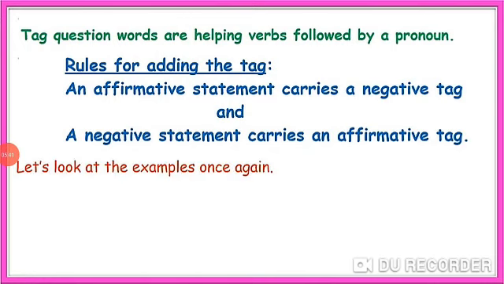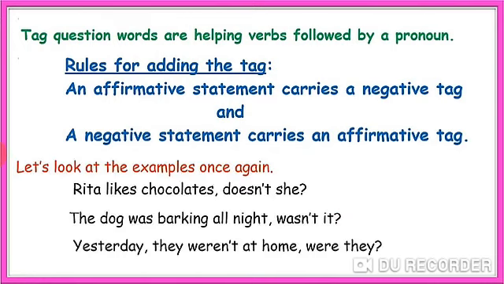Now let's look at the examples once again. Rita likes chocolates, doesn't she? Now how do we follow the rules? We copy the statement Rita likes chocolates followed by a comma, then we add a helping verb doesn't followed by a pronoun she, because here the subject Rita is a feminine gender, so we add she as a pronoun and then a question mark. Now since Rita likes chocolates is an affirmative statement, therefore the tag is a negative one.